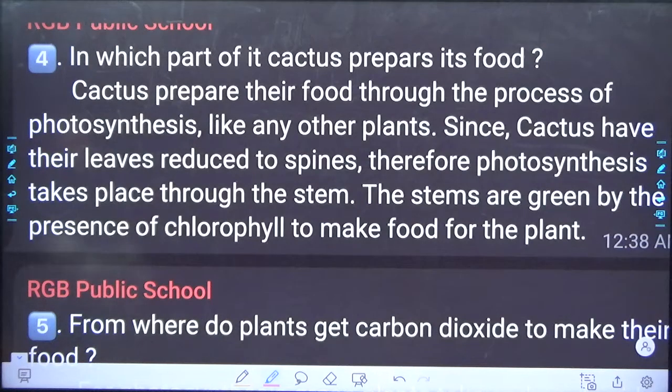Since cactus have their leaves reduced to spines, therefore photosynthesis takes place through the stem. The stem is green by the presence of chlorophyll, to make food for the plant.